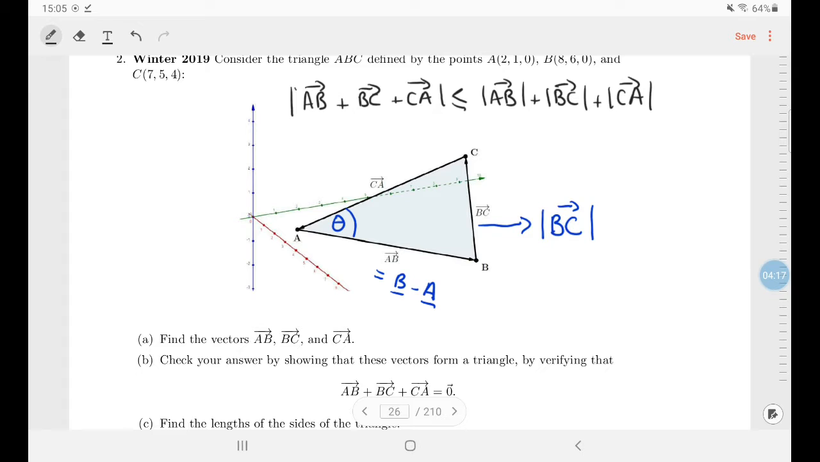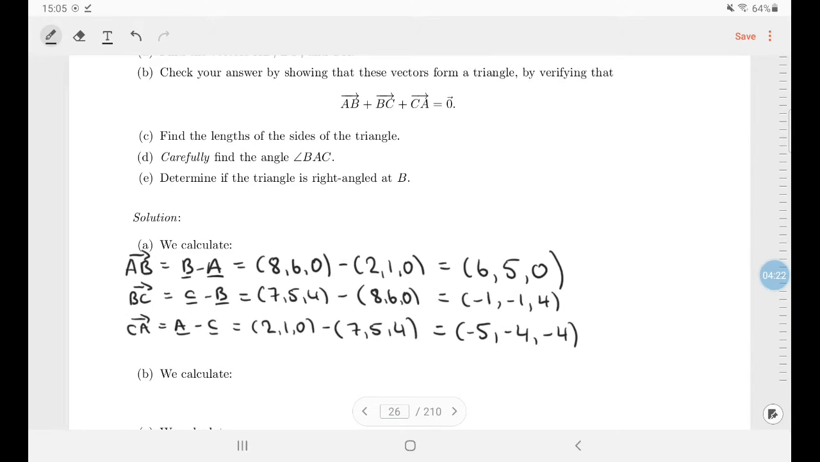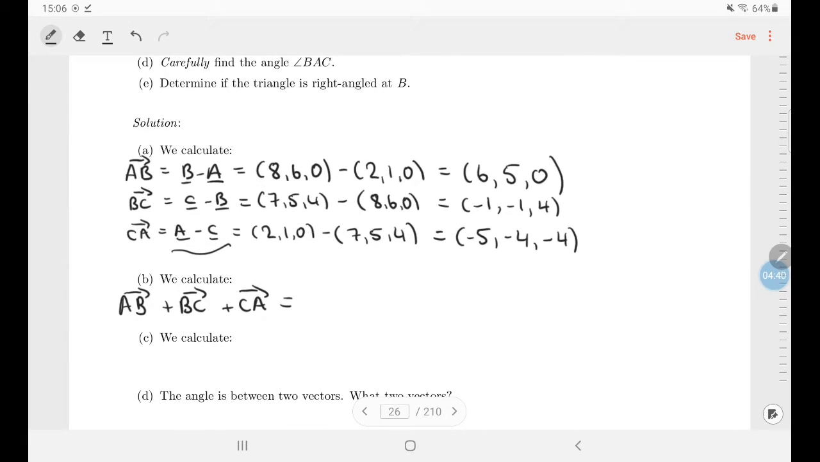Now we want to just basically check your answer. It's very easy to see the answer if you look at this, because you've got B minus B is 0, A minus A is 0, and C minus C is 0, but we'll just do it carefully here. So vector AB plus BC plus CA is equal to, if we look at these, 6 minus 1 minus 5 is 0, 5 minus 1 minus 4 is 0, and 0 plus 4 minus 4 is 0, as it's supposed to be.